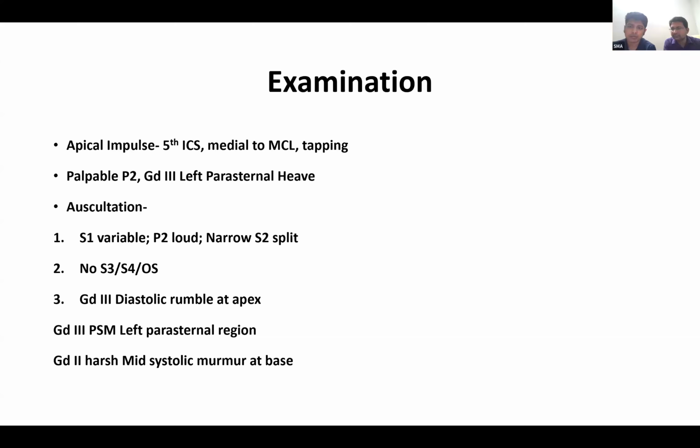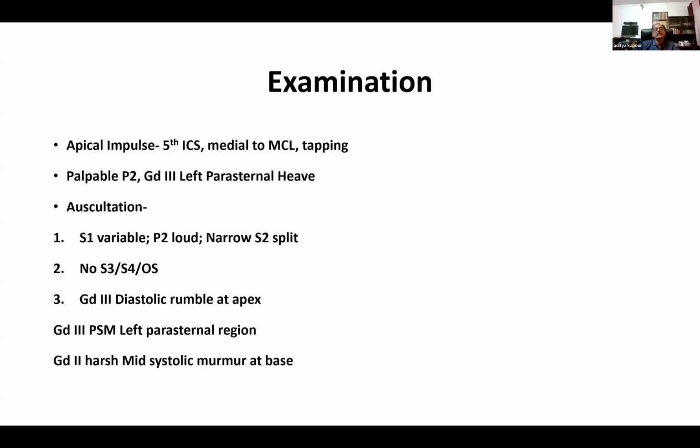Yes, ma'am. Because MS will mask the findings. Jofna was asking, how does a severe MS affect the findings of severe AS? I'm telling this is severe AS. How does it affect? Is there anything in the history? There is exertional angina. Yeah, that is there. But how does it affect the other findings? Why does it mask? First tell me why it masks.